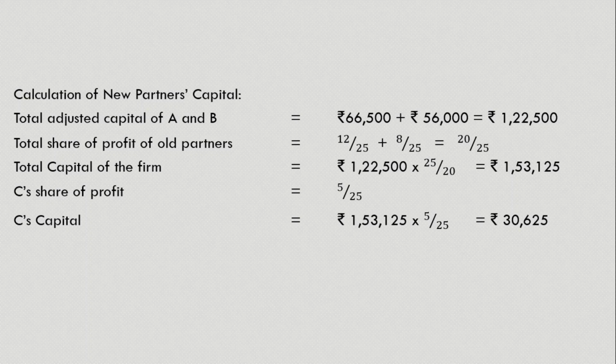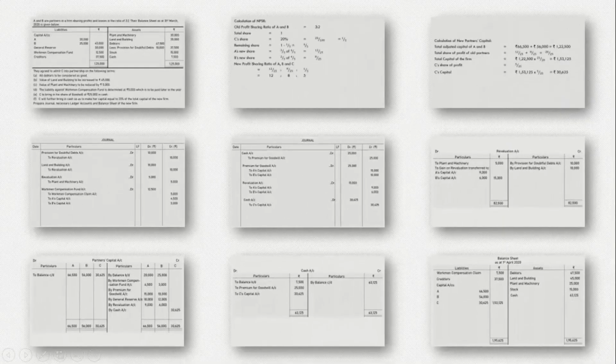Once again, first we will calculate the total adjusted capital of A and B. Then we will find the total share of profit of A and B. Then we will divide the amounts to get the total capital of the firm. With that total capital of the firm, we will multiply C's share to get C's capital. That's it, 30,625.